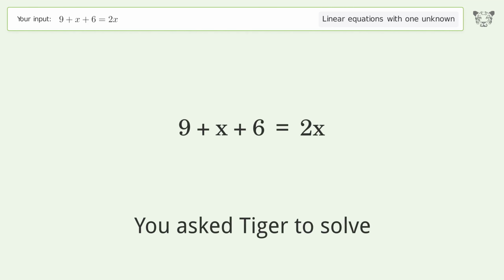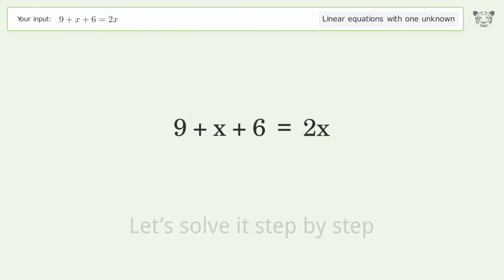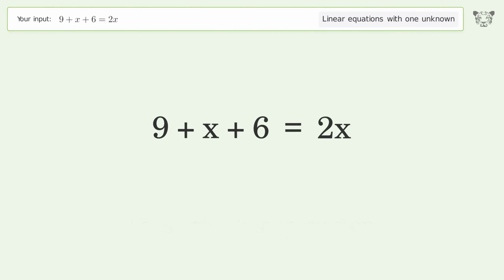You ask Tiger to solve. This deals with linear equations with one unknown. The final result is x equals 15. Let's solve it step by step. Simplify the expression. Group like terms.